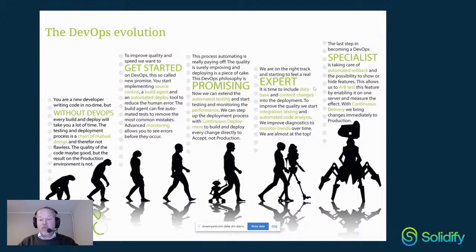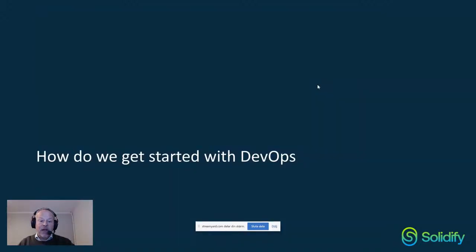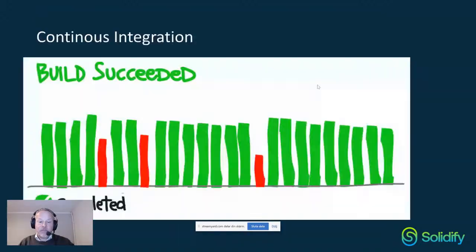Last part is the hardest one, of course, specialist, where we have automated rollbacks of what we do. We have A/B testing, and we have also continuous delivery. I'm going to go into all these parts and talk a little bit more in details what they are, or at least most of them. So how do we get started with DevOps?